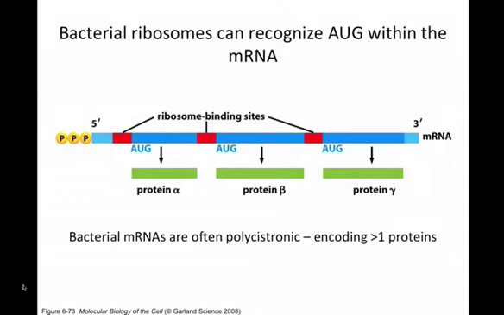Two more minutes. So bacterial ribosomes can recognize AUG within the mRNA, right? Because remember, bacterial mRNAs are often polycistronic, where they include multiple proteins, and so you're going to have multiple AUGs, multiple Shine-Dalgarno sequences and multiple ribosome binding sites. Different from eukaryotic cells.